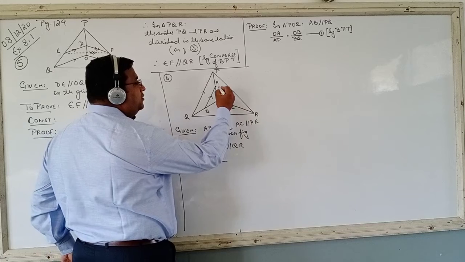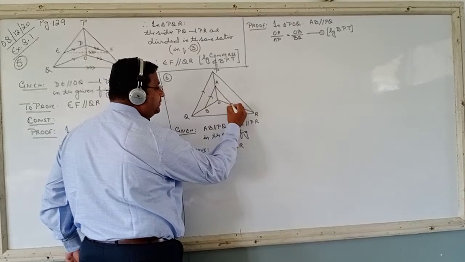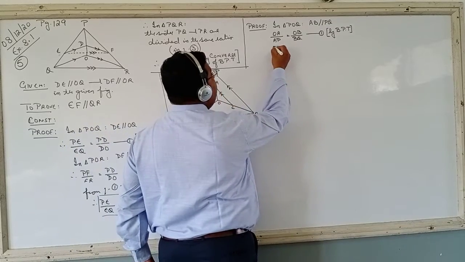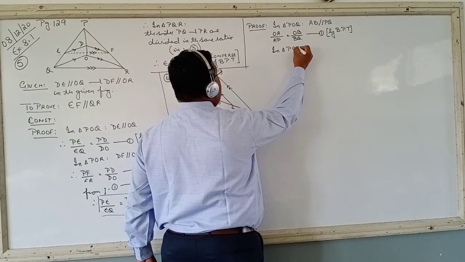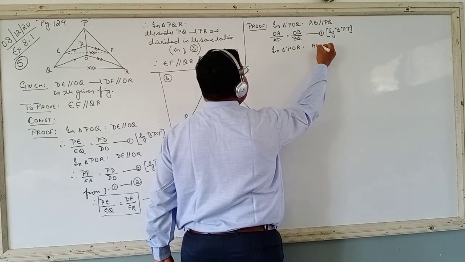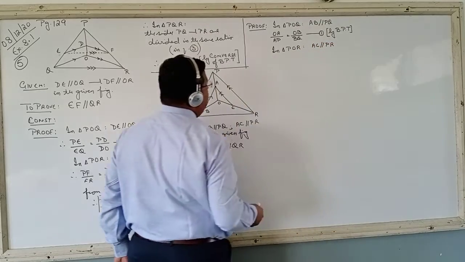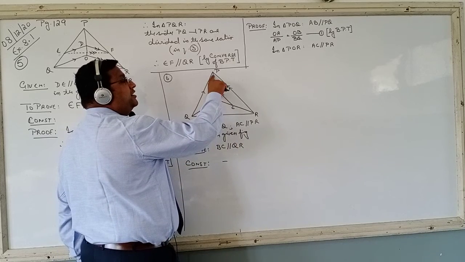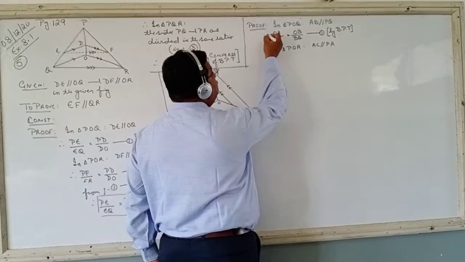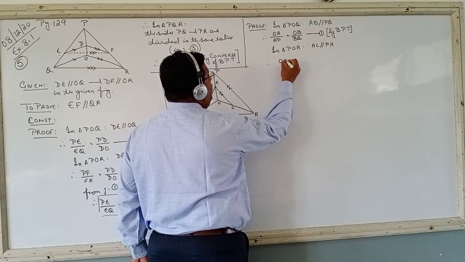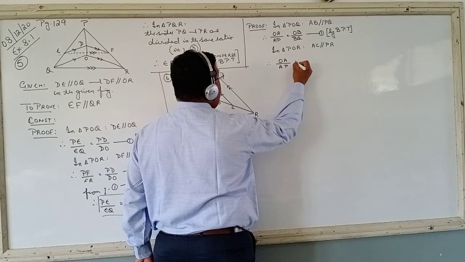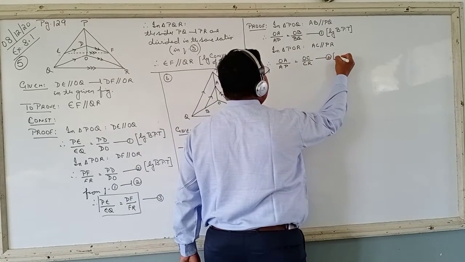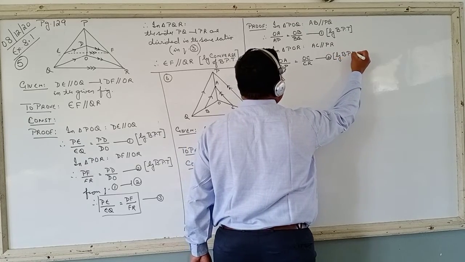Similarly, AC is parallel to PR. In triangle POR, AC is parallel to PR. The rest of the two sides, OP and OR, are divided in the same ratio. So therefore, OA upon AP equals OC upon CR. Equation number second. Reason same, by BPT.